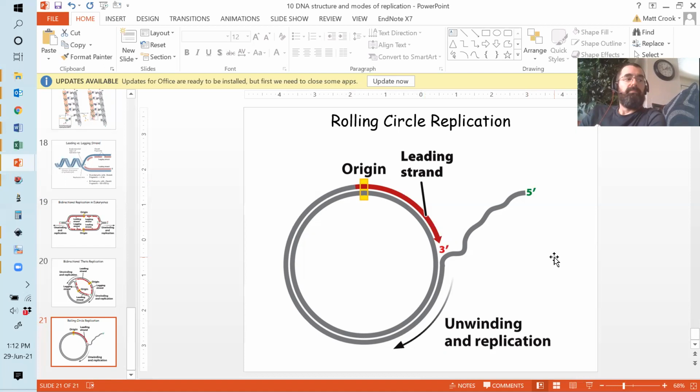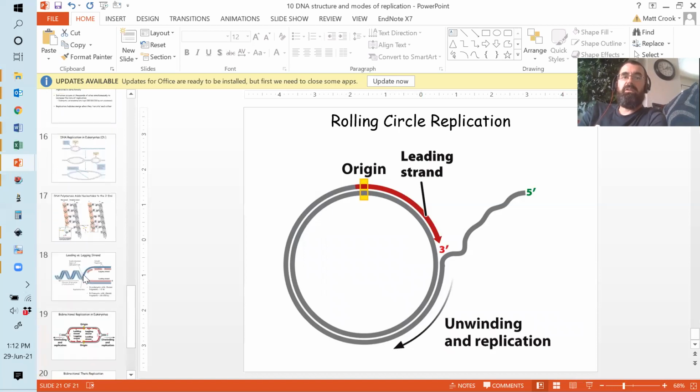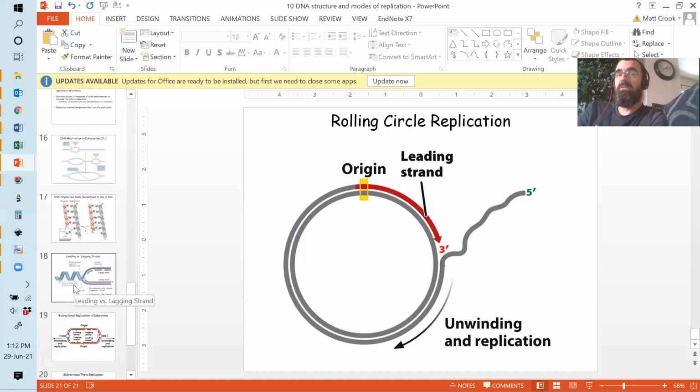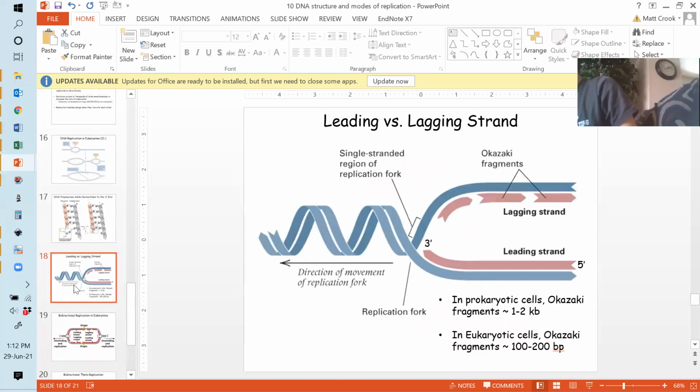Oh, and one thing to point out too is these Okazaki fragments vary in size too. So in eukaryotes, even though the eukaryote chromosomes are larger, the Okazaki fragments are much smaller. I don't actually know why, to be honest. That's a mystery.